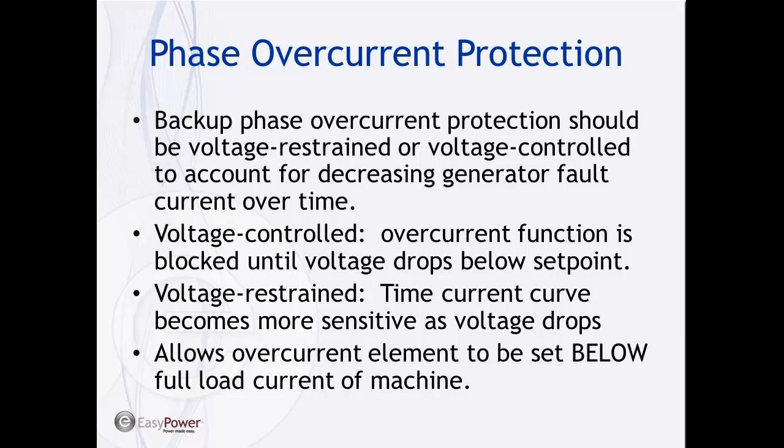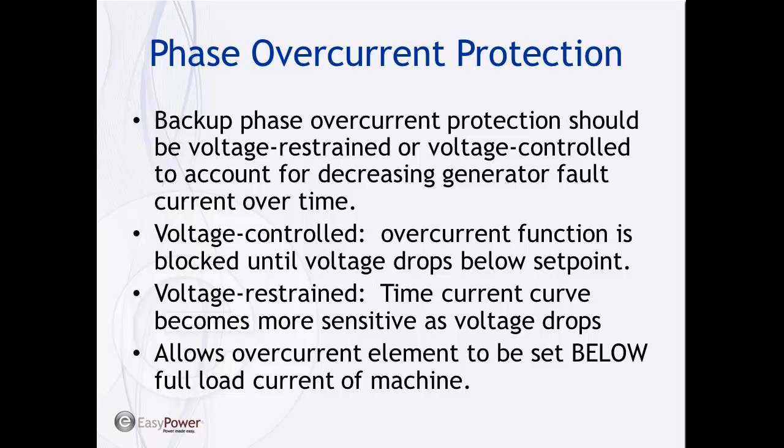And so instead of a standard overcurrent relay, we typically use what we call a 51V, which is either going to be voltage controlled or voltage restrained. And they both are trying to accomplish the same thing. Basically, it allows us to have an overcurrent element that will actually pick up below the full load current of the machine if the voltage goes low enough. So on a voltage controlled relay, you essentially block the overcurrent function until the voltage drops below some set point value, and then the overcurrent relay will operate on whatever curve it's set on.